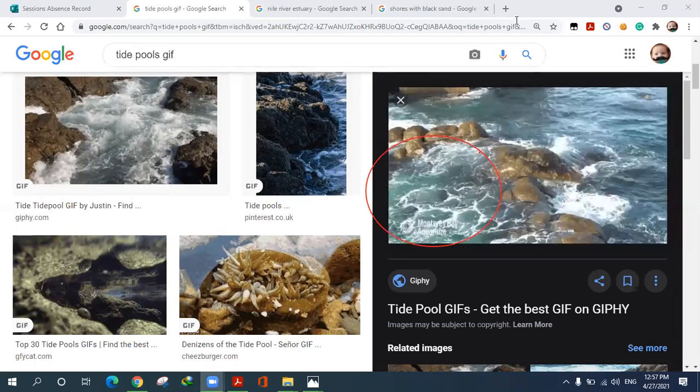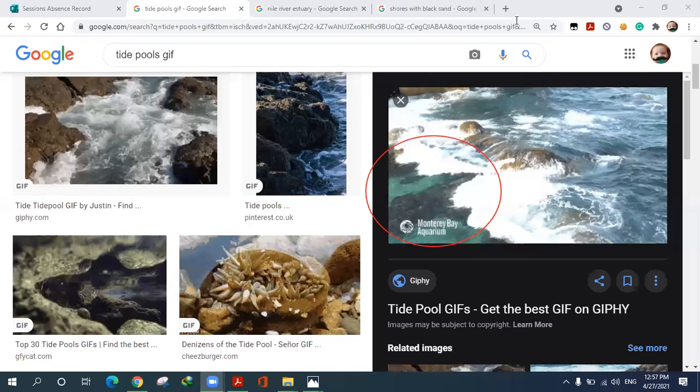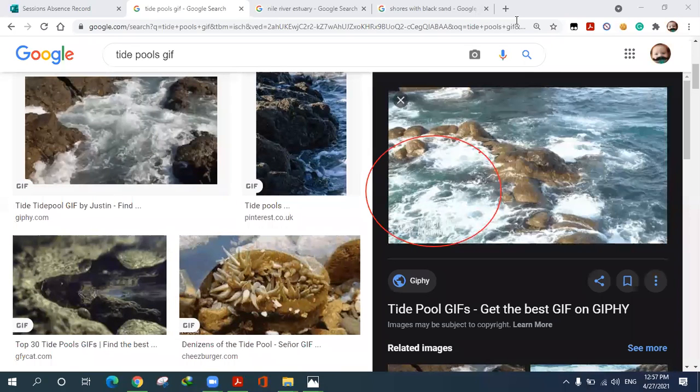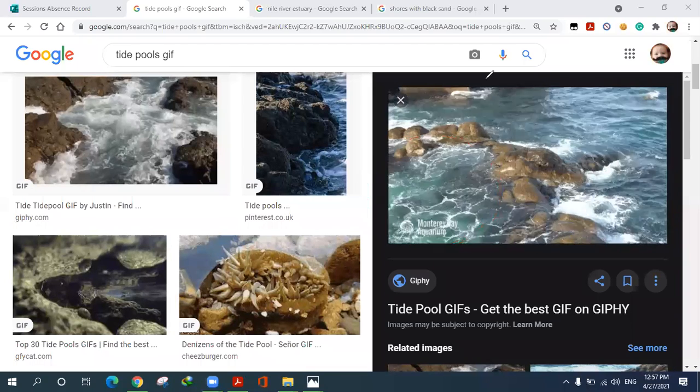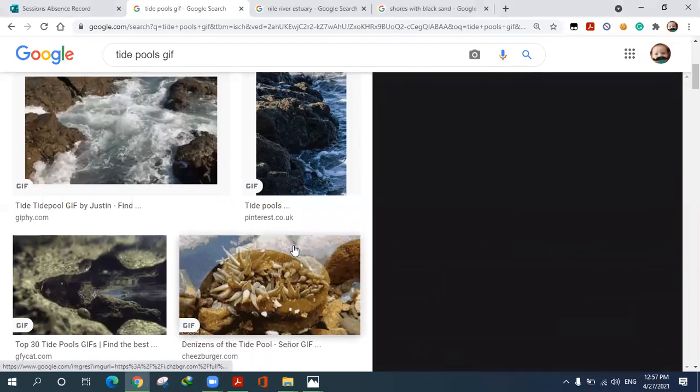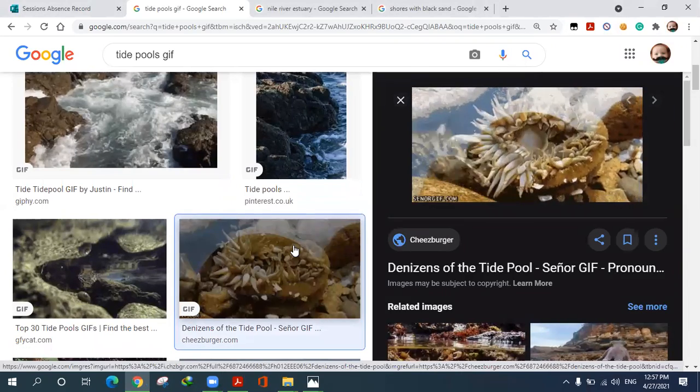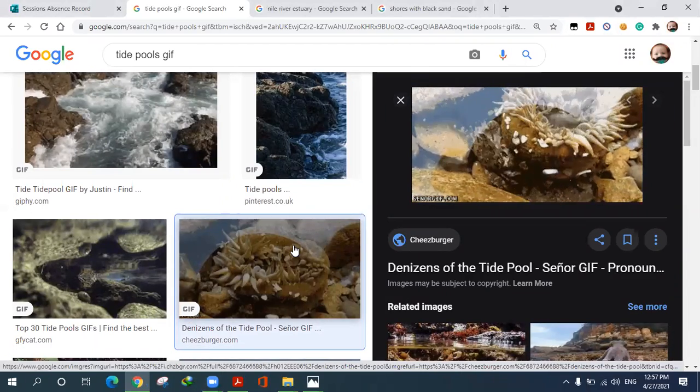So let me show you another picture. Like sea stars are stuck, I think so. Yes, some organisms are stuck. Yes, that's right. That's right. Some organisms are stuck in these tide pools. That's a little bit funny.